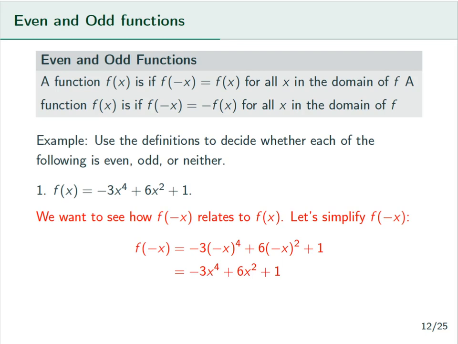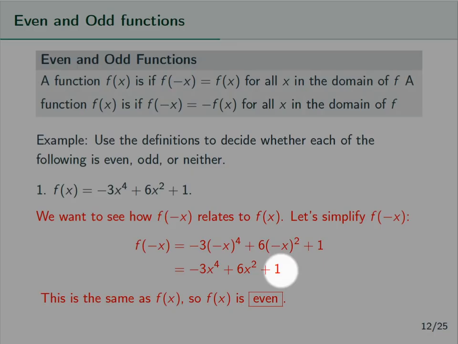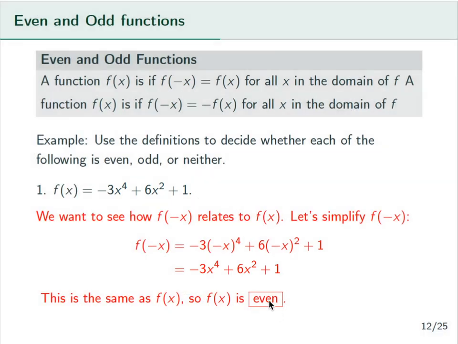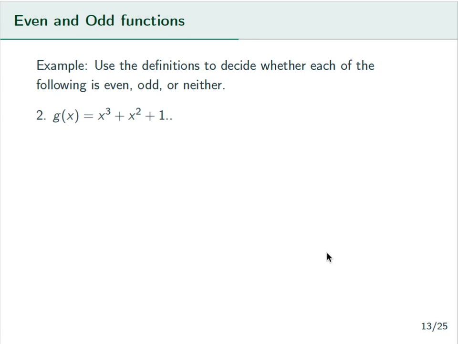And as you can see, that right there is the same as f of x. This is the same as the given function f of x. So what happened is I just put in a negative input quantity, negative x, and that gives the same output as if I were to plug in just x. Therefore, this given function f of x is an even function. So let's look at the next page for another example.